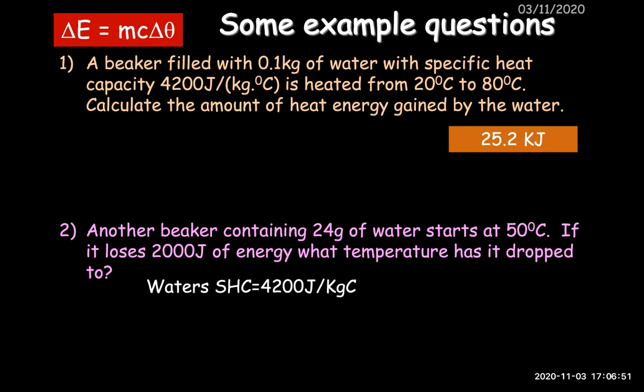Now, if you didn't know it, it doesn't matter. You can pause the video now and you can have a bash at it. But that should end up being 2000 divided by 0.024 times 4,200. And it should give you an answer of around about 19.8, which when you take that away from 50, you end up with 30.2. So again, if you didn't get that, that is quite a stretching question because you're expected to remember some stuff.